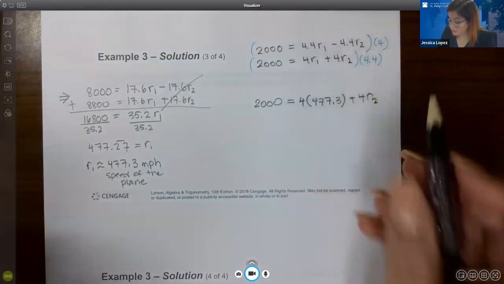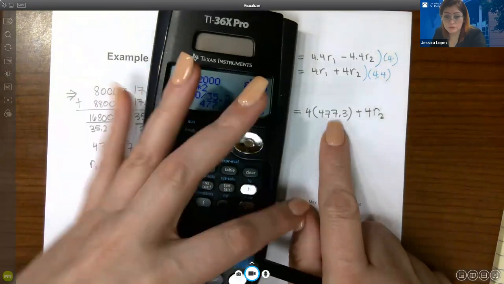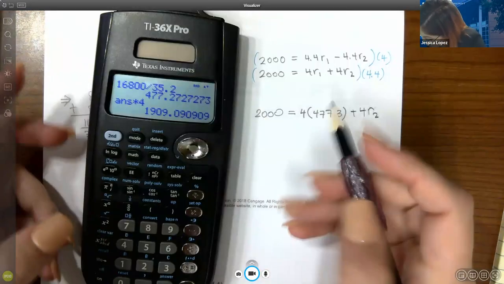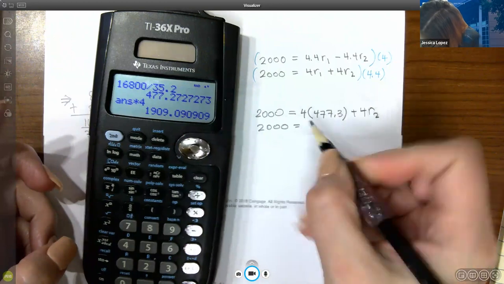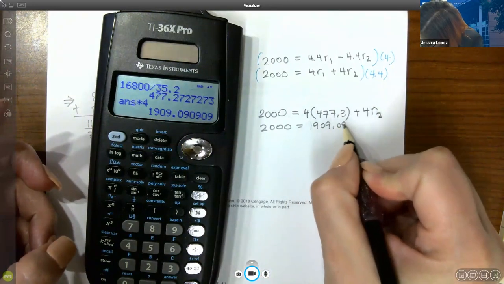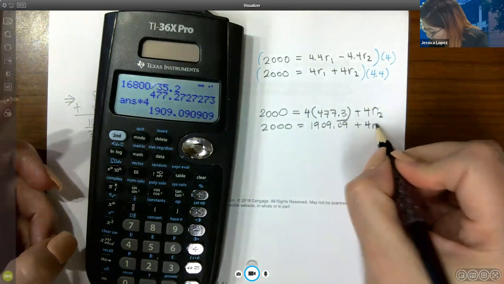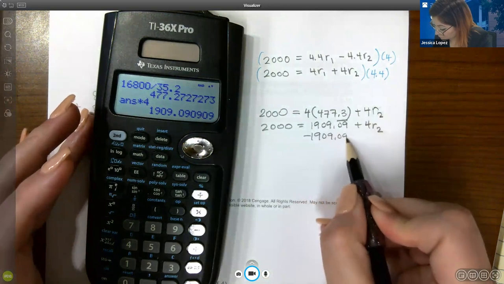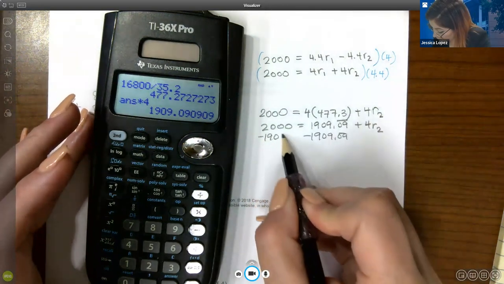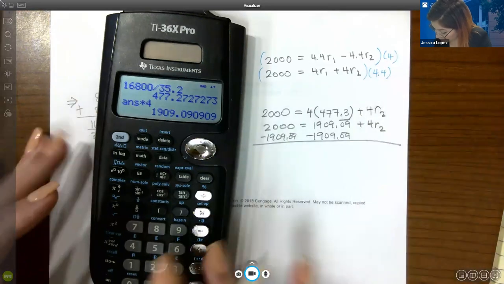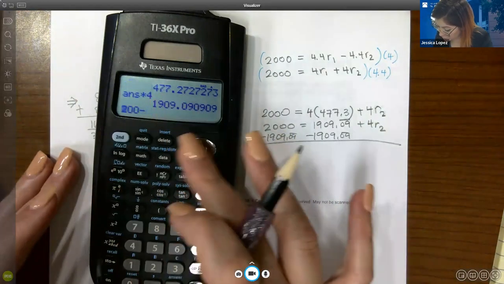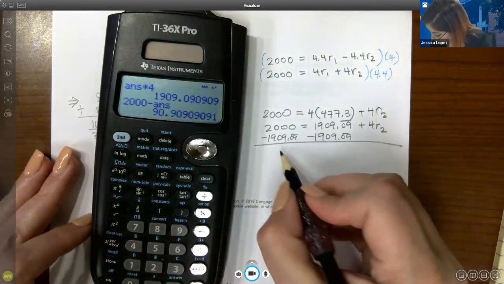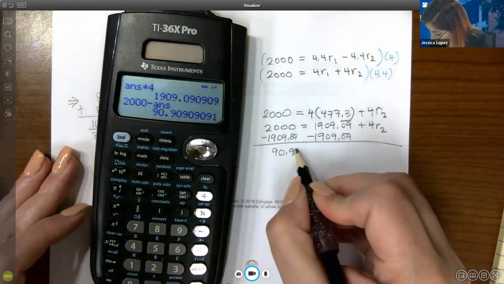Now, I'm going to use the value that I have in my calculator. I'm not going to use this rounded version. So I'm going to use the exact version, and I'm going to hit times 4. And you get 09 repeating. Then I'm going to have to subtract this number over. So I'm going to do 2000 minus my answer up there. And I get 90.90 repeating.